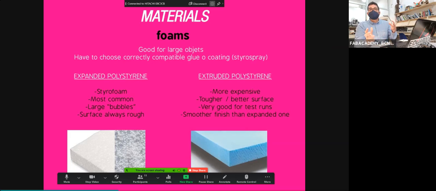There are different densities for different applications. Some of them resist heat better. For example, if you want to make semi-heat-resistant molds, not 200 degrees, but 100 something, you have blue, heat-resistant extruded. That is really good and it's tougher, even denser.